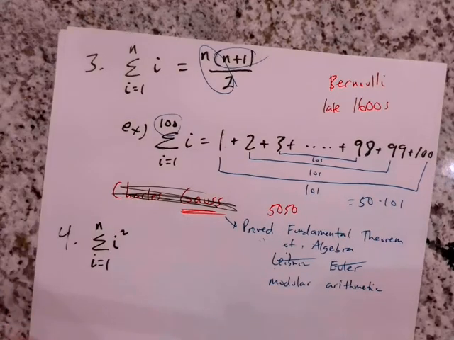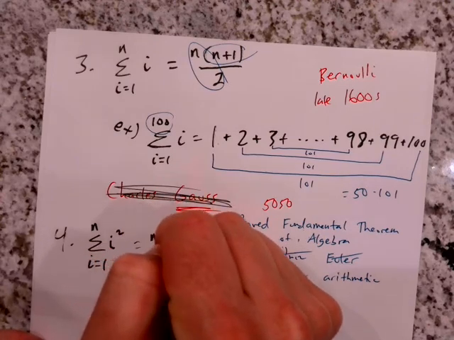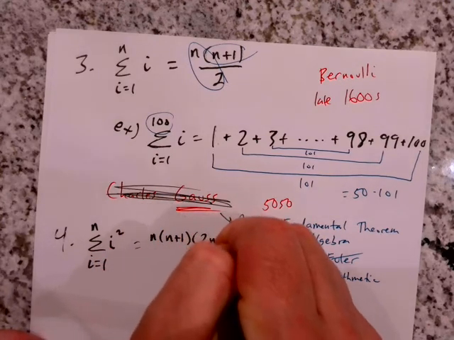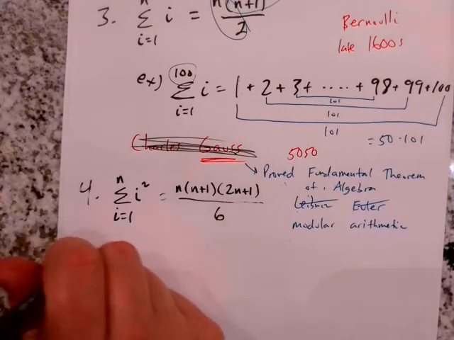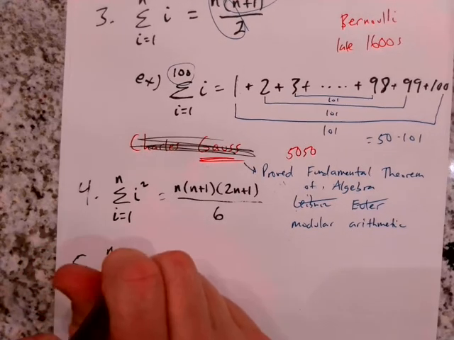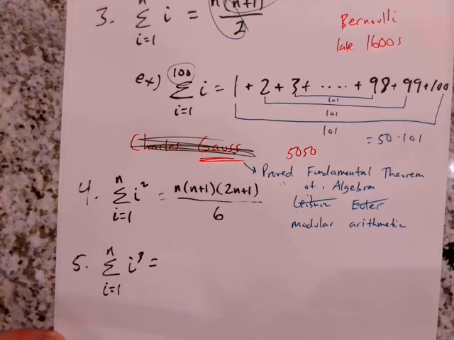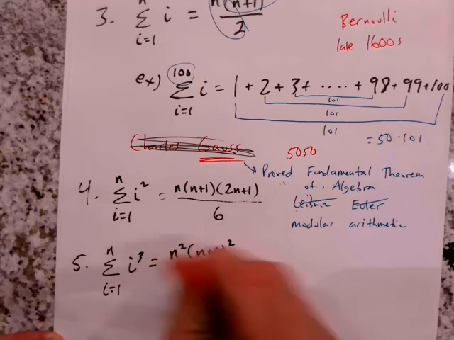The sum of i squared from 1 to n is n times n plus 1 times 2n plus 1 over 6. This is tougher to prove. There's a method of proof called proof by induction. And it's easy to prove this with that method, but doesn't really explain why it's true. And we'll do one more power of i. The sum from 1 to n of i cubed is n squared times n plus 1 squared over 4.